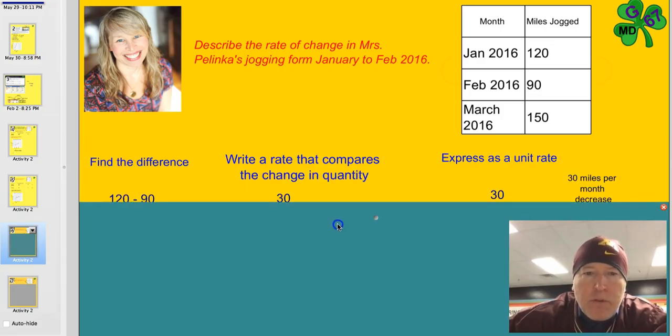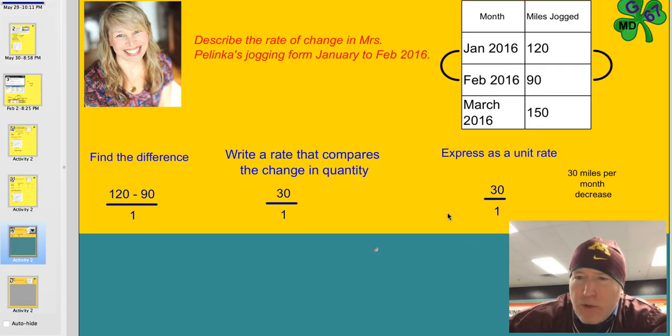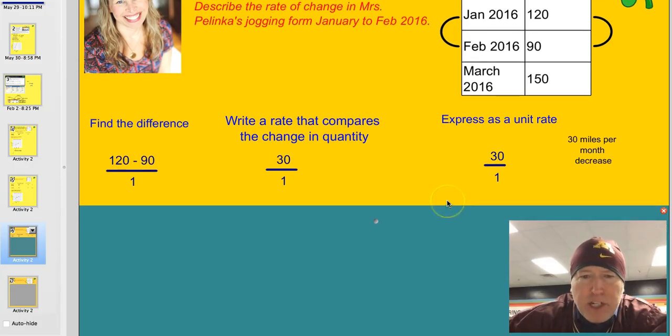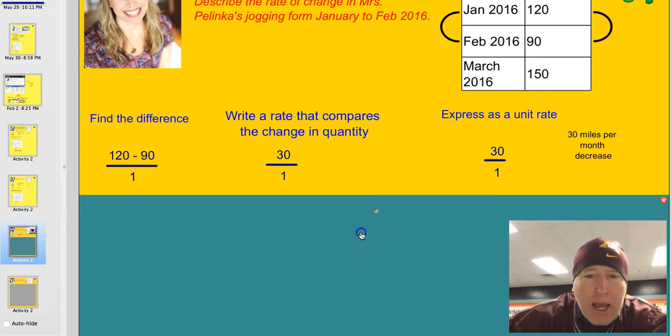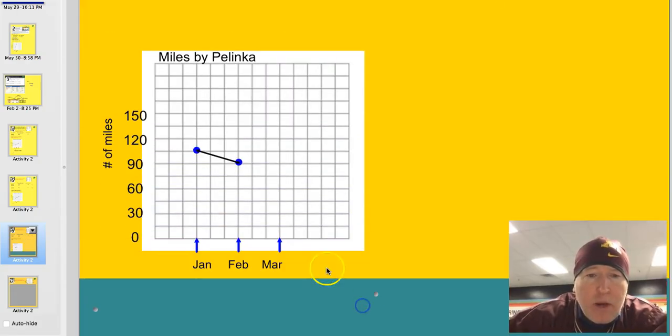Well, first of all, you've got to find the difference. So it looks like I've got that set up for you here. Looks like from January to February, the difference was a total of 30 miles for that 1 month. So it went down, from 120 to 90. So we have a 30 miles per month decrease. So this is our first negative rate of change here. So it went down. We can graph this as well. Let me see if I slide down here. So you can see now we see this negative slope here. The rate has decreased from January to February.